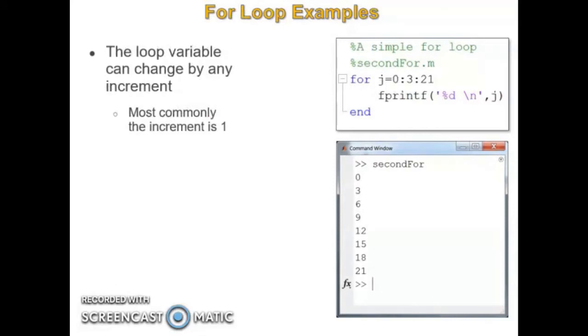The loop variable can change by any increment. In the previous slide, the output increments only by 1. In this example, the output increments by 3. For j equals 0 to 21, incremented by 3. So it displays 0, 3, 6, 9, 12, 15, 18, and 21.